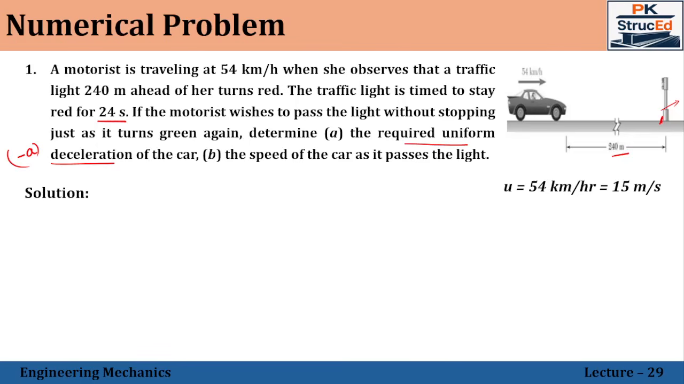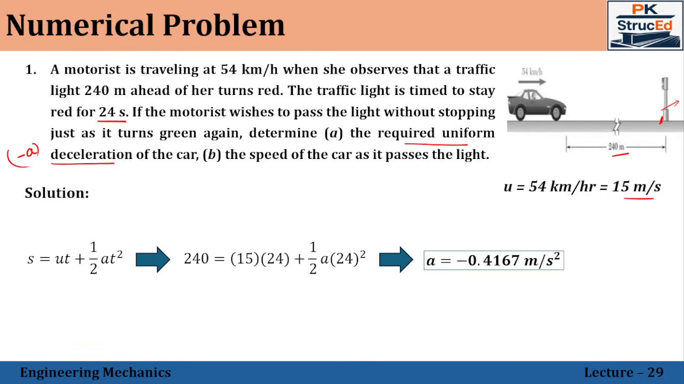We have the initial velocity, the speed given as 54 km per hour. That has to be converted into meter per second, that is 15 meter per second. Now applying the equation s is equal to ut plus half at square, the initial velocity is 15 meter per second, the time taken to reach that particular point is 24 seconds, and the acceleration is unknown. Substituting everything, we get the acceleration as minus 0.4167 meter per second square. Since it is a negative value, it means deceleration of the car is taking place. That is the first question.